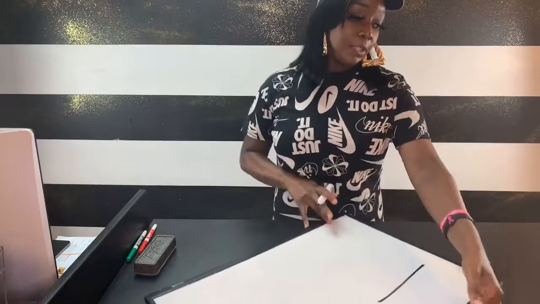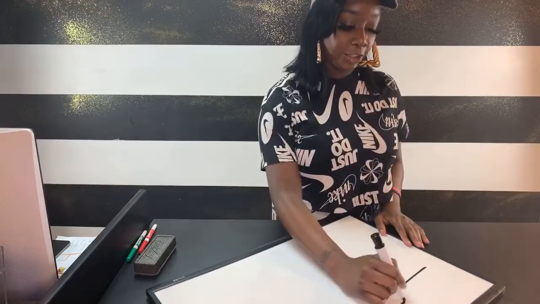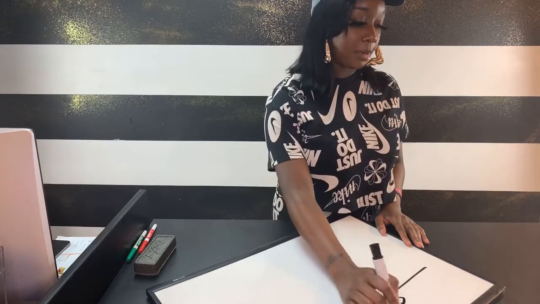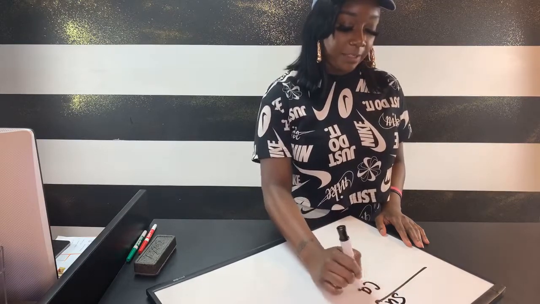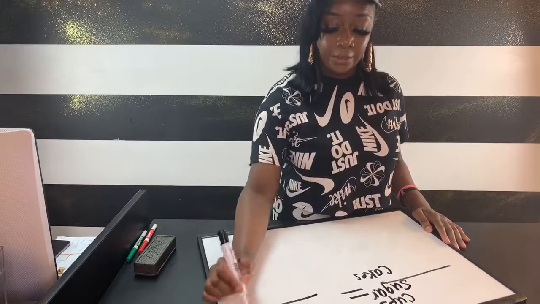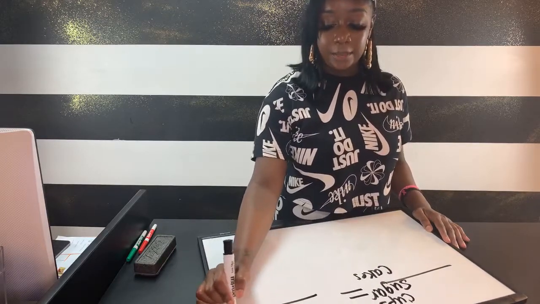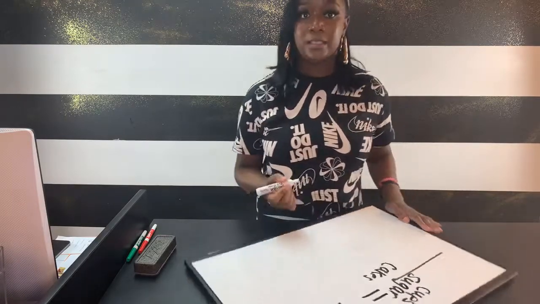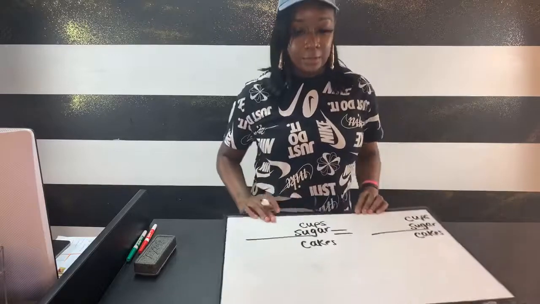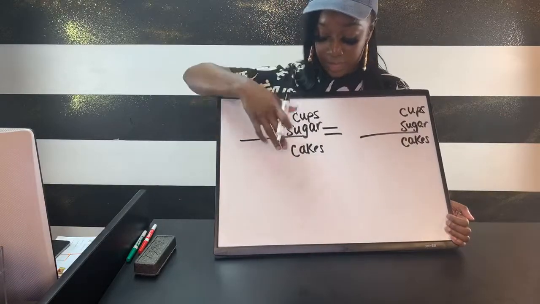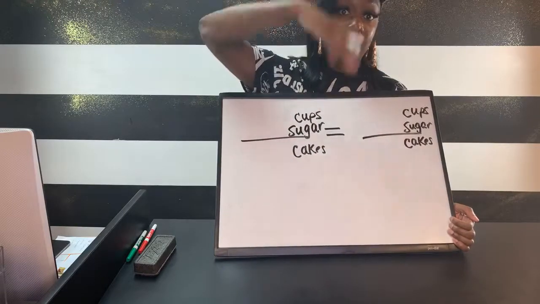So what two things are we talking about? We're talking about cups of sugar, and we're talking about cakes. I do recommend that you write your units out first, so that it's easier to plug your numbers in, so you're not overthinking it. I know a lot of people try to bypass this step, and it really just makes it a lot easier. So I know the two things I'm talking about are cups of sugar and cakes. So I go ahead and set it up so I can go back and plug my numbers in.